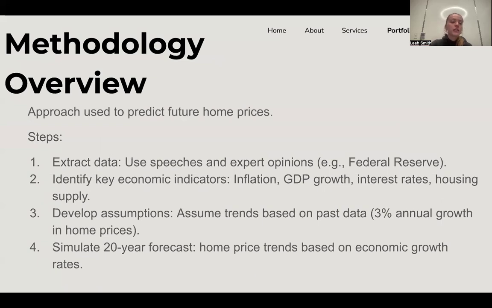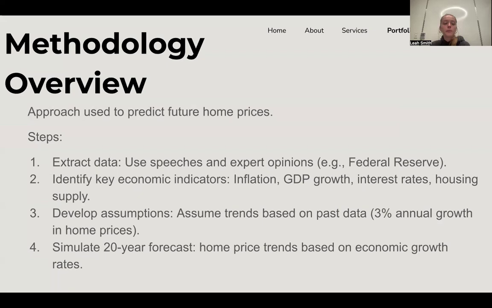So the approach I used to predict future home prices was, I first started by extracting my data. I used speeches and expert opinions from the Federal Reserve, which I will talk more about in a minute. The second step I took was identifying key economic indicators such as inflation, GDP growth, interest rate, housing supply, etc.